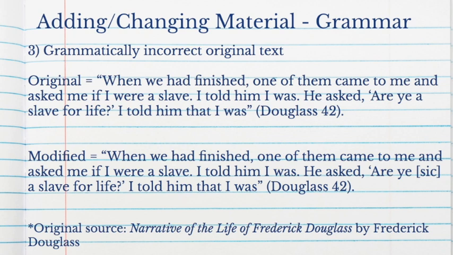Lastly, if the original text is ungrammatical, you need to indicate that so that readers don't think that you are the one that messed up. If the original text is not grammatically correct, you add the word sic, S-I-C, in brackets after the ungrammatical part. This is a Latin abbreviation for "just as," meaning this is the text just as it was written. So in this case, we need to indicate that in the original text, the word "you" was written as "ye." So we add sic in brackets after the ungrammatical "ye" to show that this isn't a typo.